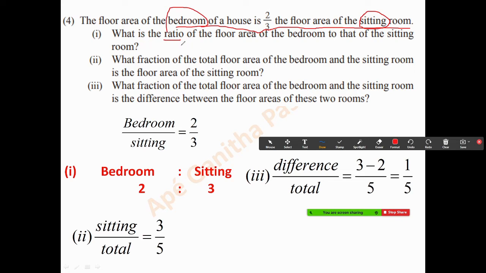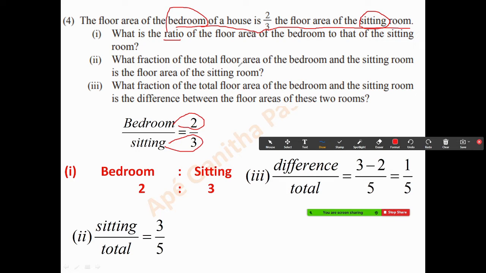In Roman number 1, you have to write what is the ratio of the floor area of the bedroom to that of the sitting room. Write each component below the label. Bedroom, 2 parts. Sitting room, 3 parts. What is the ratio? 2 to 3.